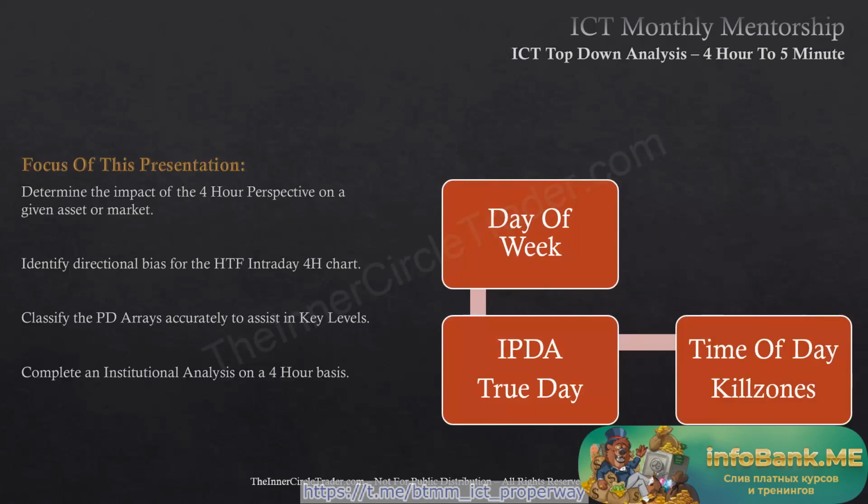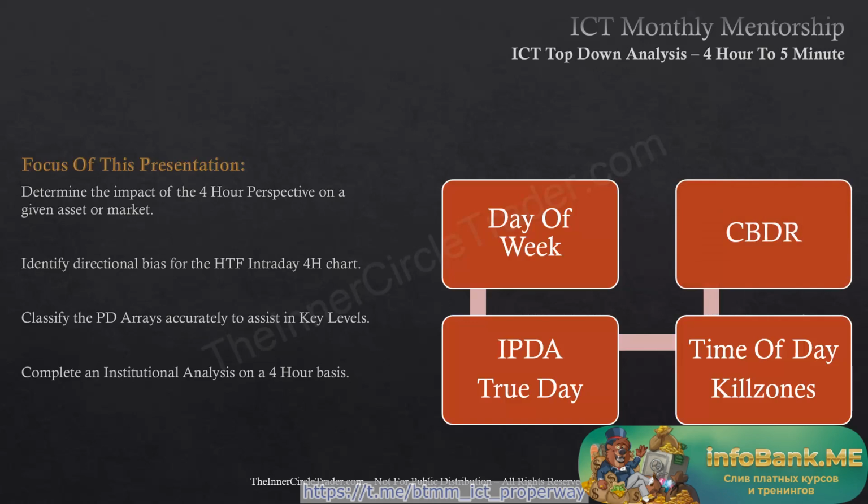And then I'm going to be looking at specific times of the day, and these are your kill zones. That's London Open, New York Open, London Close, and Asia. Now I'm going to be including the central bank dealers range. So I'm going to be incorporating that range in price, looking for the consolidations in there, and I'm going to be looking for standard deviations to align with potential highs and lows of the day.